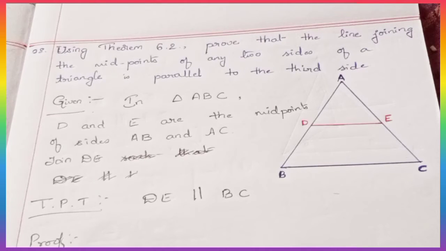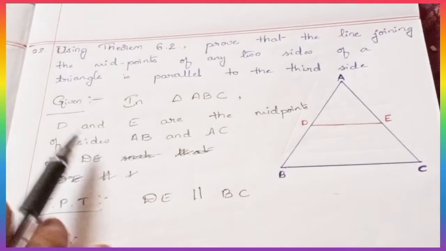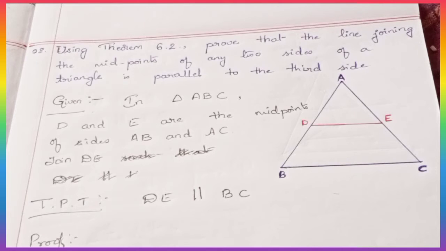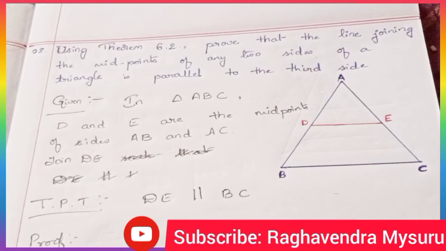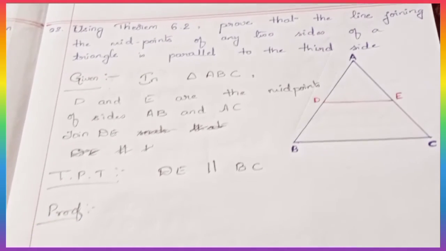We need to prove this. With respect to the question, I have written the figure. With respect to the figure, I have written the given. In the given, it is a triangle ABC where D and E are the midpoints of the sides AB and AC. D is the midpoint of AB and E is the midpoint of AC. What we are proving is DE is parallel to BC. So now we will start the proof.